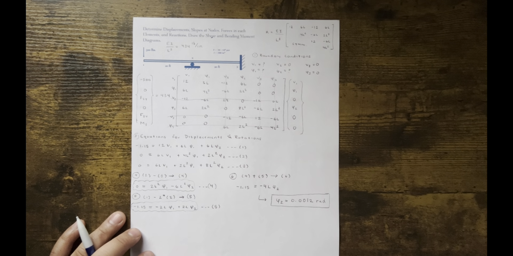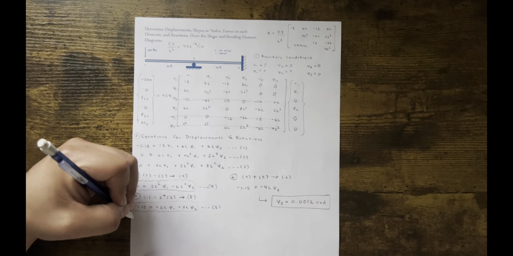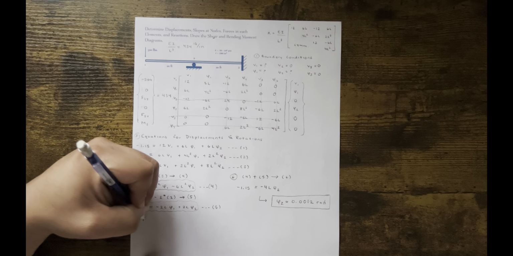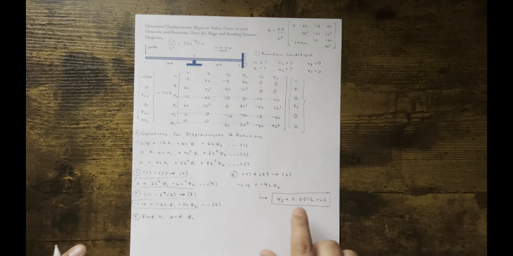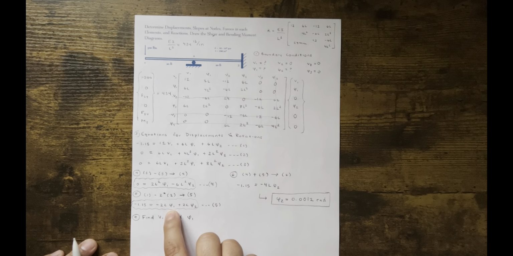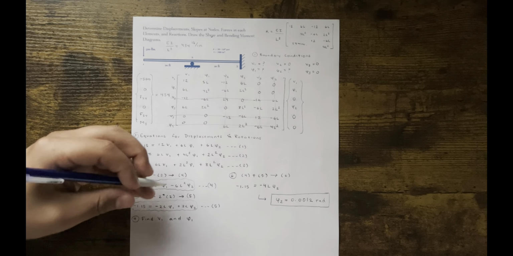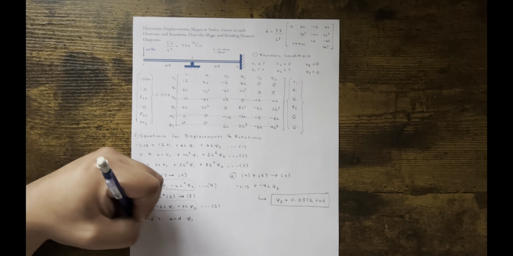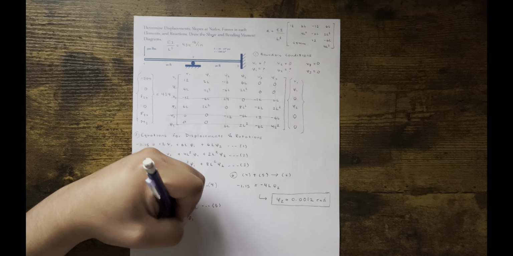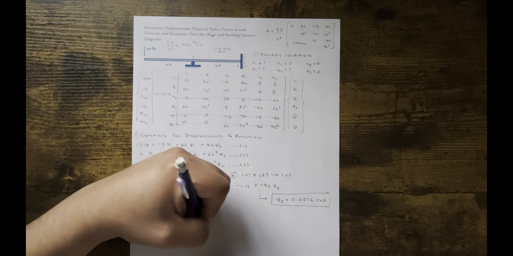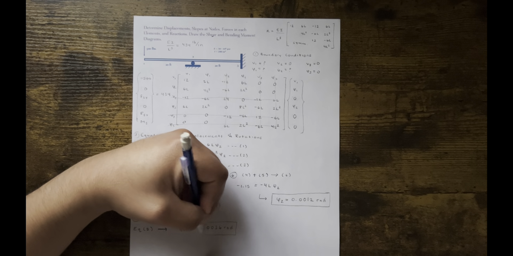Now that we have phi2, we can plug it into either of these two equations. Step 7, find v1 and phi1. Using phi2, I can find phi1, and once I have those two, I can use any of these equations to find v1. It doesn't matter which equation you use. I'm going to say equation 5. I used this equation, and it gave me phi1 is equal to 0.0036 radians. So we're good.